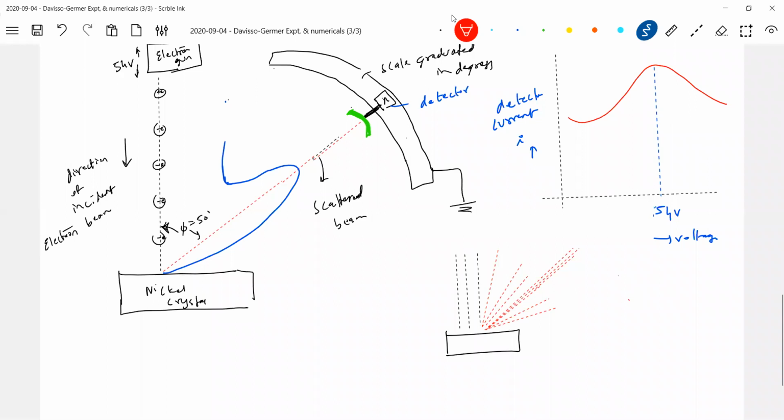So this is the incident beam. You will take arrows. And this is the scattered beam. At least okay, no? So what is the beam? Electron beam. There's an incident beam, and this is the angle phi, 50 degrees. Okay, now let me vary the voltage.